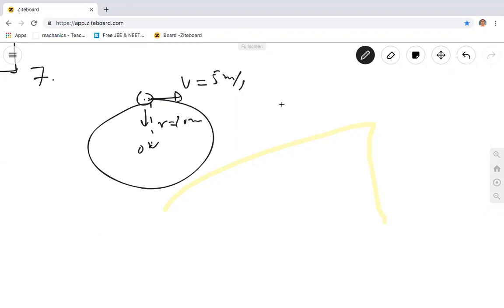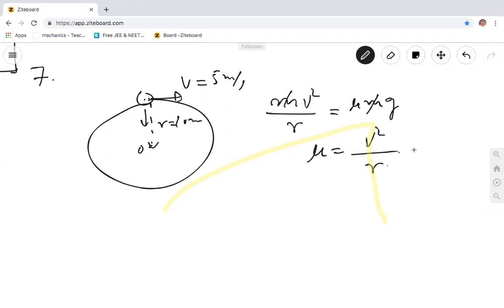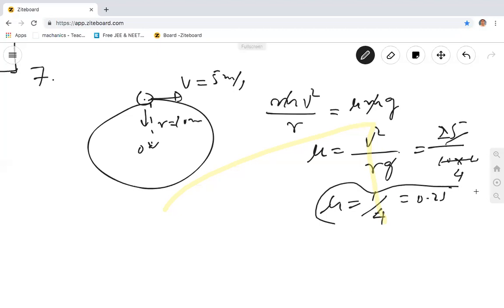So how much is the friction force needed? mv square by r, right? Who provides? Friction. That's mu mg, maximum friction force. This gets cancelled, and mu is equal to v square by rg. That is v square is 25 divided by r is 10, g is 10, that's 1 by 4. Mu is equal to 1 by 4. That should be the answer. 0.25. Is that right? Okay.